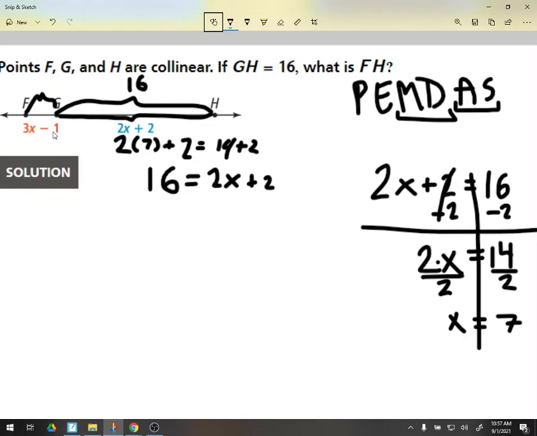So then 3x minus 1. Oh, wait, it's asking me for FH. It's not asking me for this. It's asking me for the whole thing here. But here's the good thing. I need to know this bit here. If I know this bit here and I know this is 16, don't we know the whole thing? So let's see, this bit here, if I plug in 7, that's 3 times 7. And then we're going to take away 1, right? So 3 times 7 is 21. Minus 1 is 20.